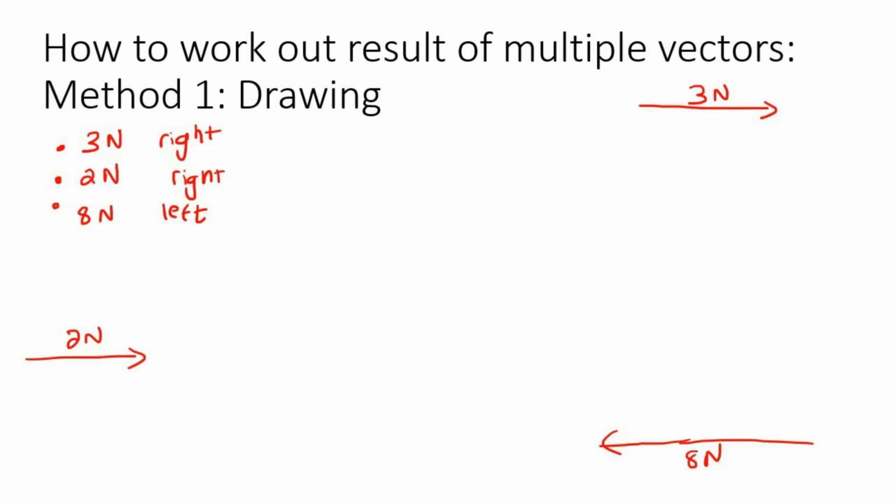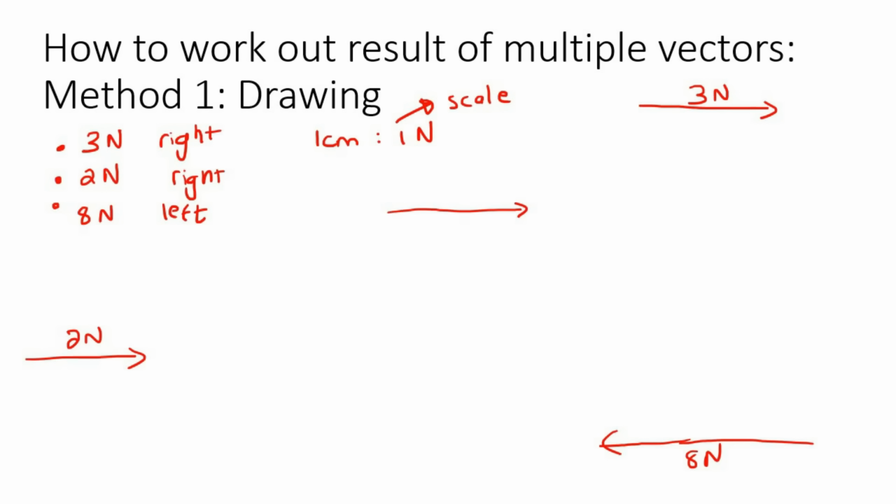Okay, so you're going to take that one, and you're going to take your ruler, and you're going to need to make a scale. So maybe you could say 1 centimeter on your ruler is going to be the same as 1 Newton. Okay, so 1 centimeter is the same as 1 Newton. So this is called your scale. So what you'll do is you'll take your ruler, and you will draw a 3 centimeter line.